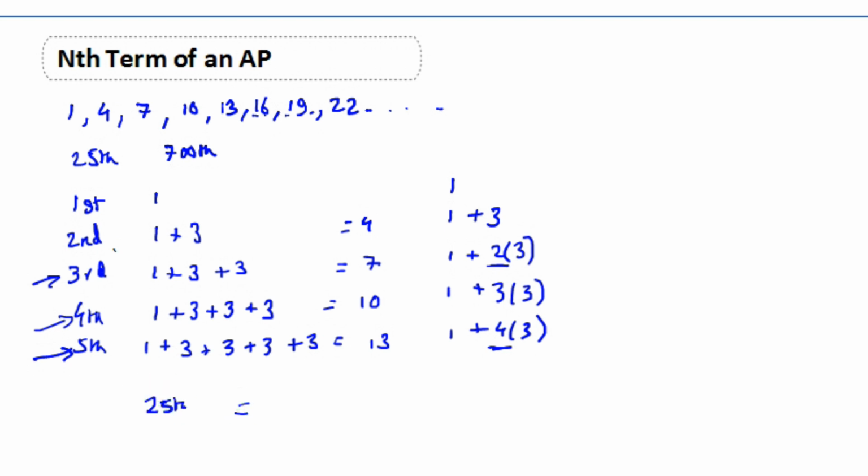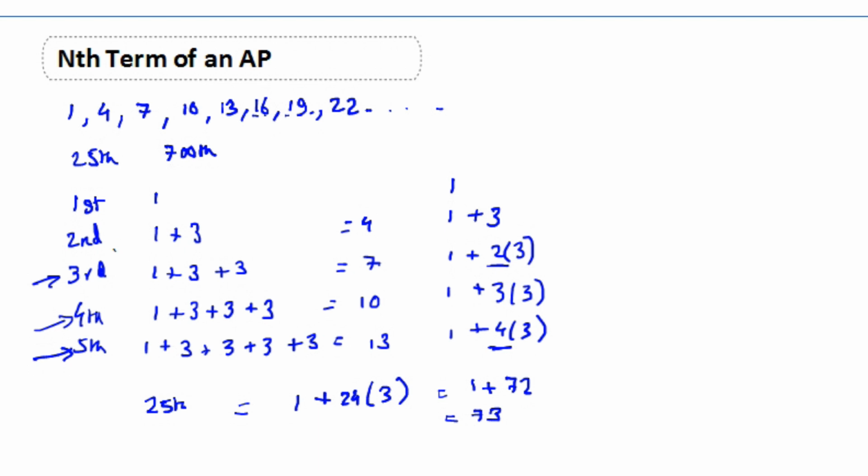Well, now it's simple, because now it says we have to take 1 plus 1 less than what the term number is. So I'll take this as 24 times 3. So that gives me 1 plus 72, and the answer I should get, or the 25th term in the sequence, should be 73.